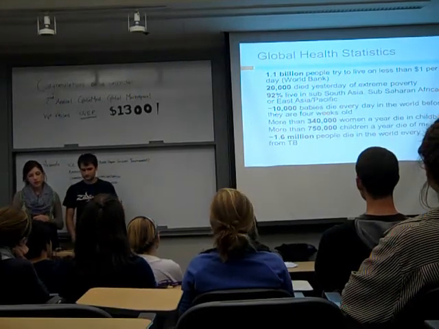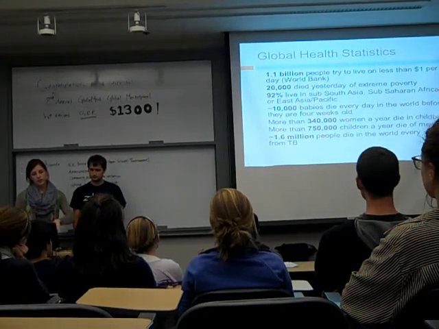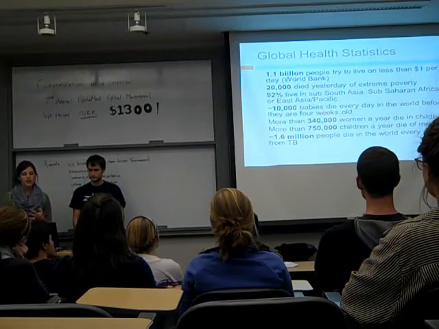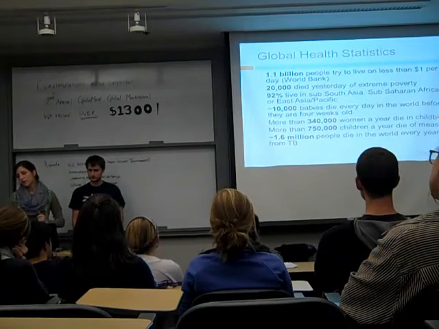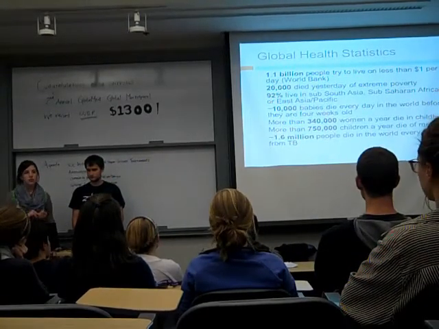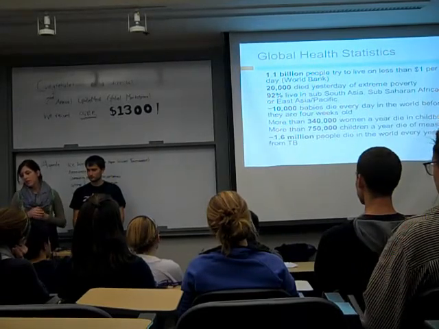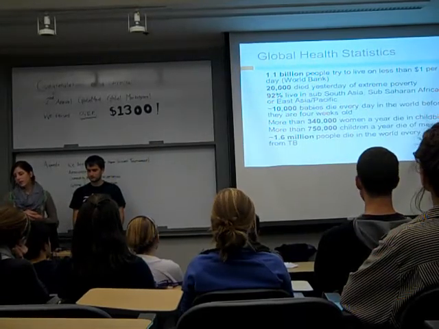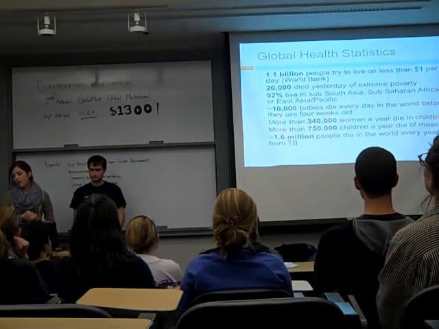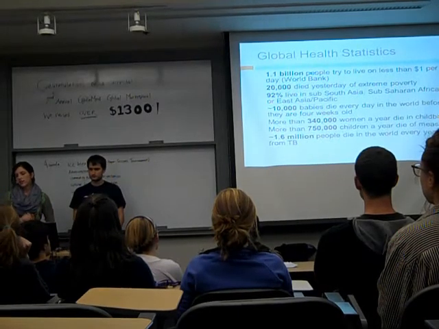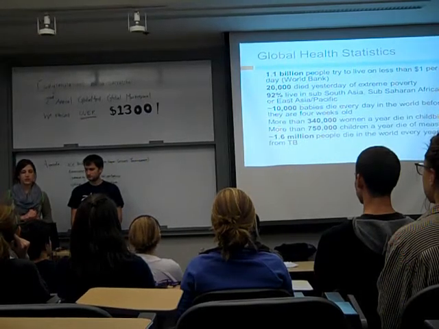20,000 people died yesterday of extreme poverty. And of those 20,000 people, 92% are in South Asia, Sub-Saharan Africa, and East Asia or the Pacific. About 10,000 babies die every day in the world before they're 4 weeks old, largely from preventable deaths, stupid deaths, as Paul Farmer would call them. Over 340,000 women die a year in childbirth, again largely preventable. More than 750,000 children die a year of measles. 1.6 million people die every year from tuberculosis.